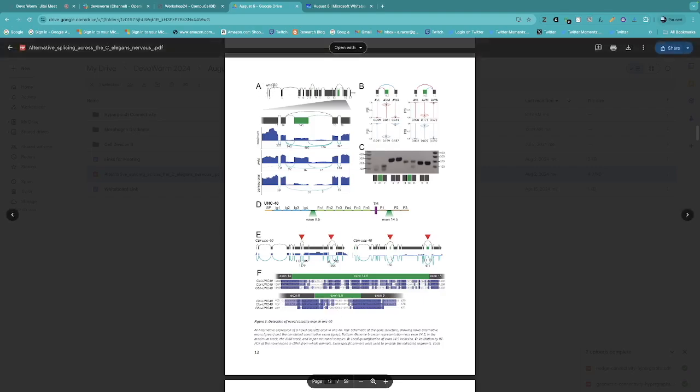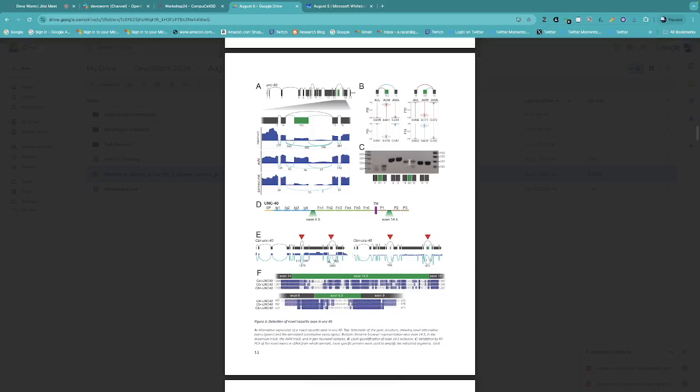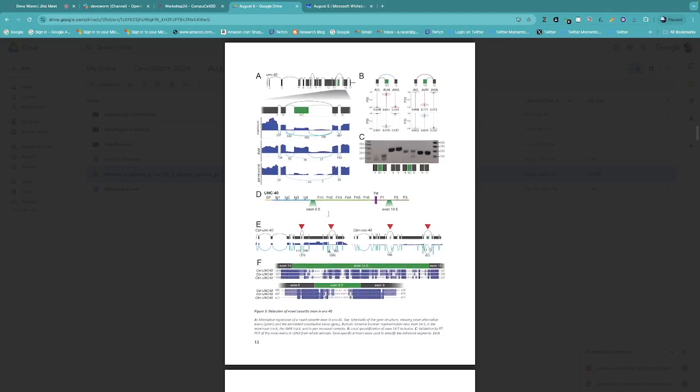This is detection of a novel cassette exon in UNC40. They show this pattern of splicing here, and they show the evidence for it in the blot here, where they have the different parts of the splicing down here, sorted by molecular weight. They show that in the gel. And then they show these exons located in the coding region here.